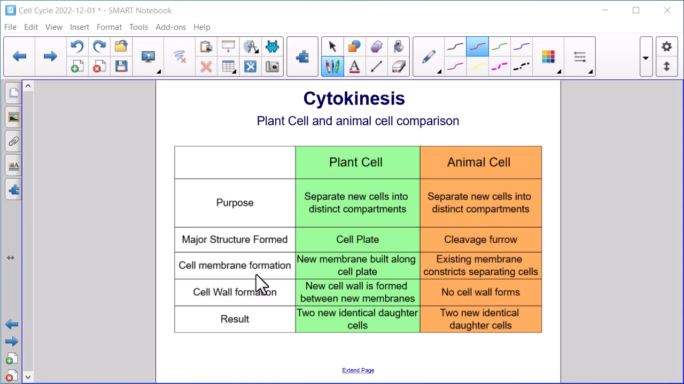The cell membrane in a plant cell is built along the cell plate, and in the animal cell, existing membrane constricts, pinching off or separating the cells. The cell wall is only formed in the plant cell, and the new cell wall is formed between new membranes. The result for both is two new identical daughter cells.